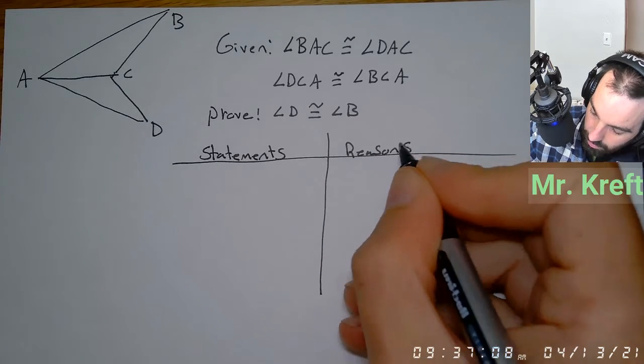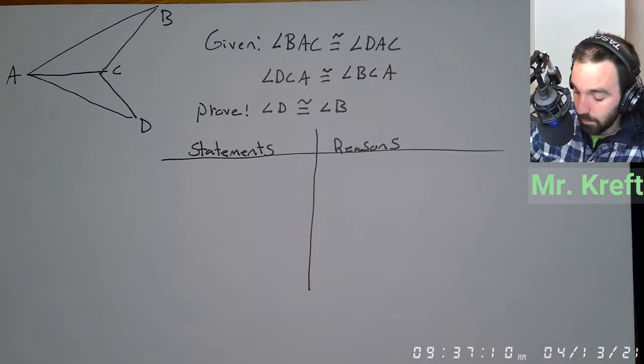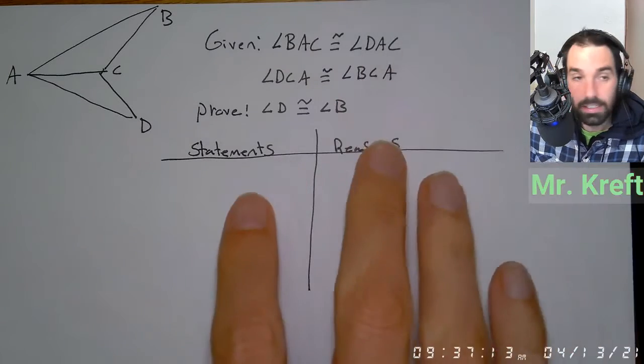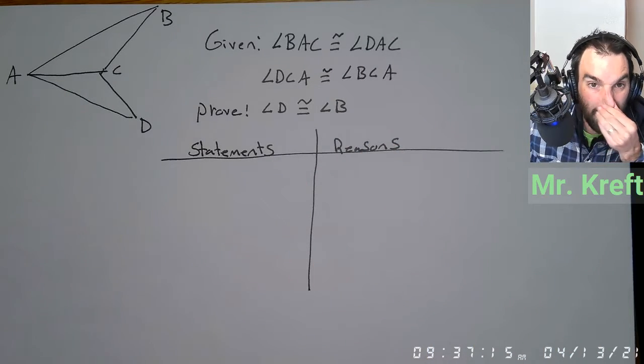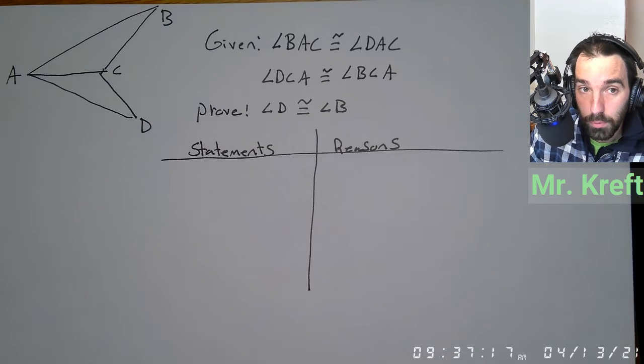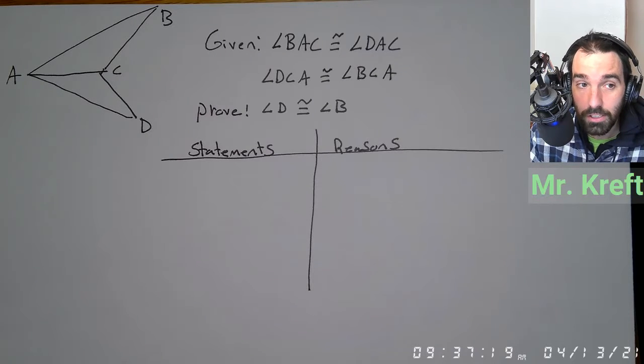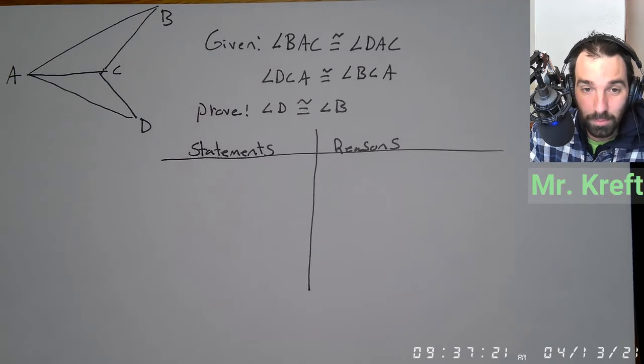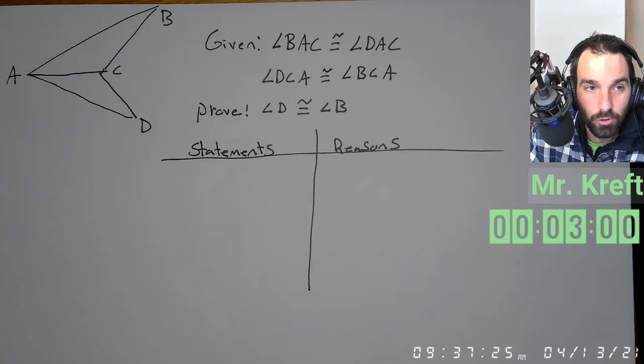I know you can. Okay, so I'm going to give you guys 3 minutes. So again, write down your givens, update your diagram. How do we prove the triangles congruent? And then if the triangles are congruent, angle D and angle B have to be congruent, right? By CPCTC. So let's go ahead and give this a try.